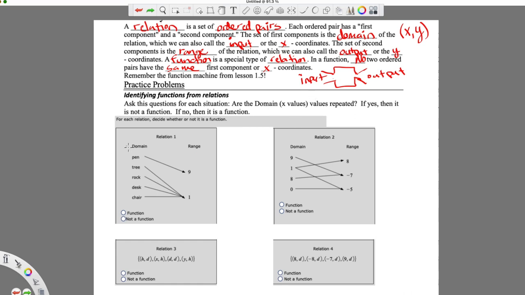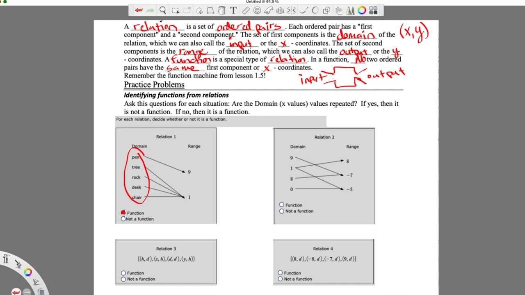So when we look down here, we're going to ask the question for each situation, are the domain, which is the x values, being repeated? If yes, then it is not a function. If no, then it is a function. So that's literally the only question we need to ask in this situation. Are the x values being repeated? So here we see the domain. I'm going to focus over here. I have pen, tree, rock, desk, chair. Nothing is being repeated in the domain. So this is a function.